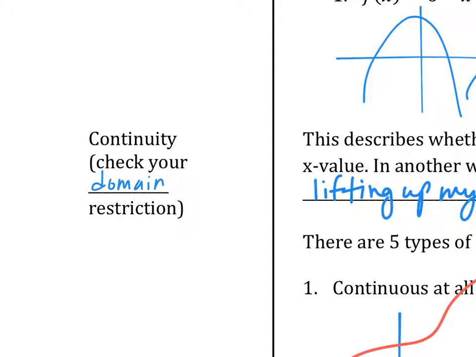Sometimes your graph may be deceiving. Please always ask yourself, what does my equation actually tell me? Should I see a discontinuity or not? Okay, so check your domain restriction. If it makes the denominator undefined, there's going to be a problem on the graph.